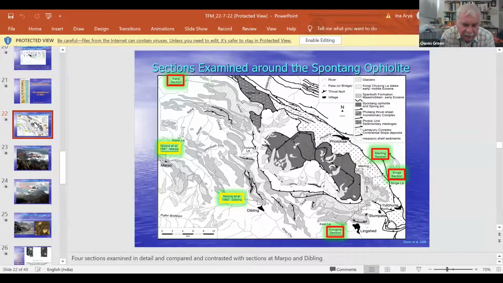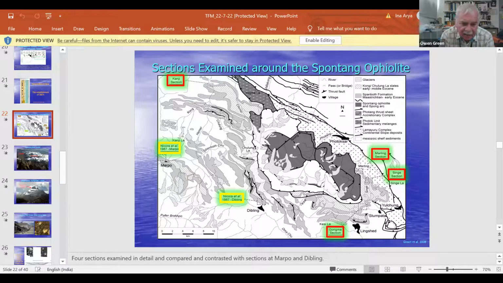So we examined 4 sections in great detail, and here they are outlined in red, of which there are also 2 others which we looked at, which had already been previously published on. But they're a fair distance away from the actual Indus suture zone. So we had these 4 sections plus samples from right in the middle of the Indus suture zone itself. If we go on to the next slide, please, just to give you some idea of the actual terrain.